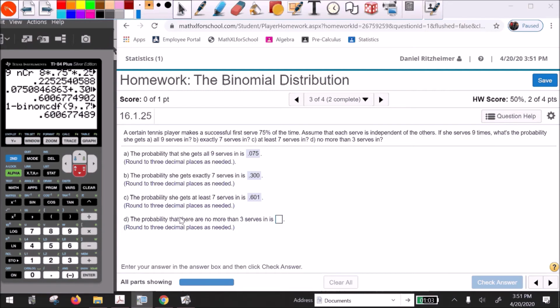What is the probability that there are no more than 3 serves made? So no more than 3 is 3 or less, and that means the probability of her making 0 serves in, 1 serve in, 2 serves in, or 3 serves in. That's 4 different calculations we would have to add up, but luckily the button for it on the calculator makes it a lot easier. We're just going to make use of that Binomial Cdf.